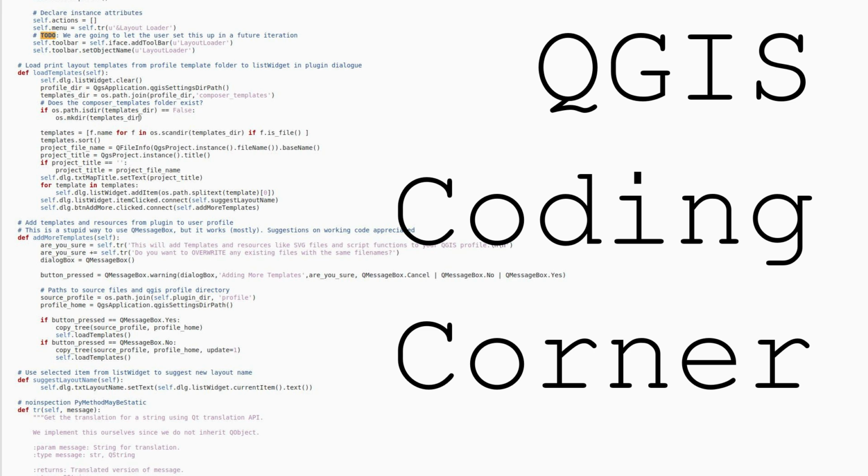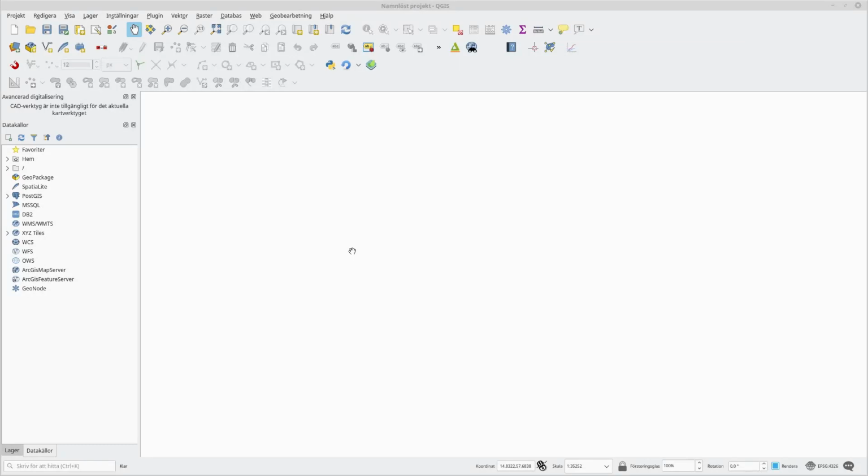Hi, are you missing something in QGIS? I know I am, and this weekend I tried to do something about one of the things I'm missing, and that is an easy way to create printed maps. So I started by building some templates and then creating a plugin. And I'm going to show you what I've done so far.